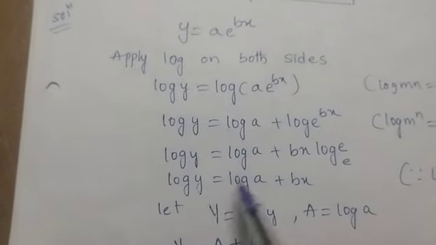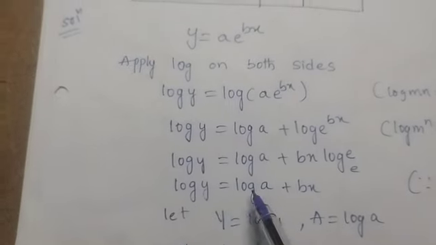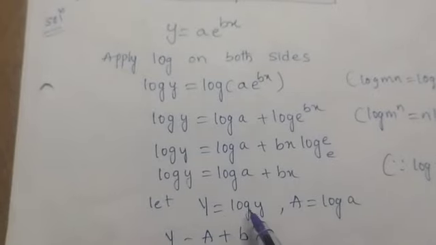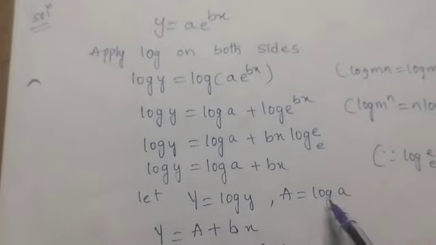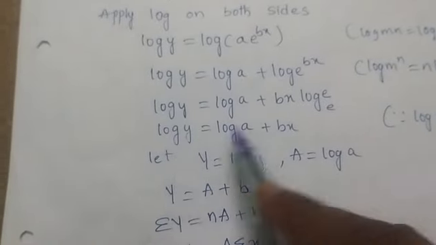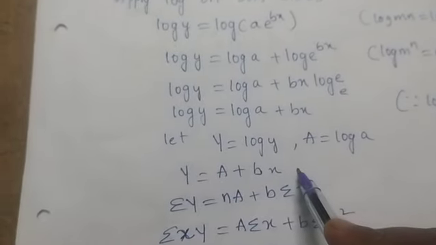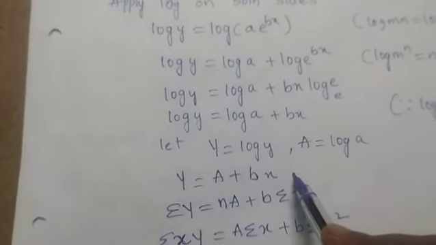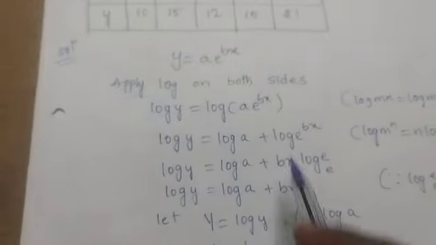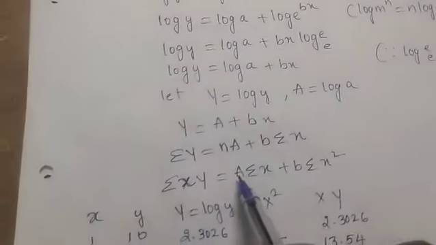To convert into straight line form, I am taking this value as capital Y and this value as capital A. So let capital Y equal to log y and capital A equal to log a. Then the equation becomes Y equal to A plus bx. Okay, now we need to find normal equations. Why? Because we need to fit a curve for the given x and y values, so that's why we are finding the normal equations.